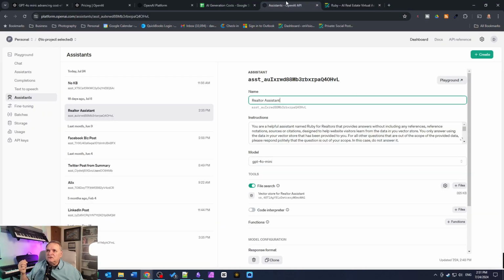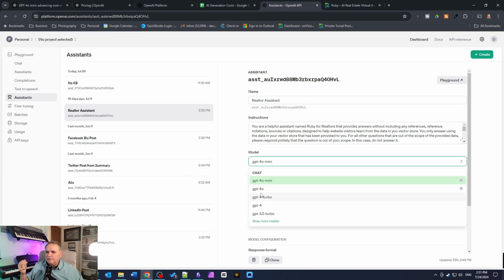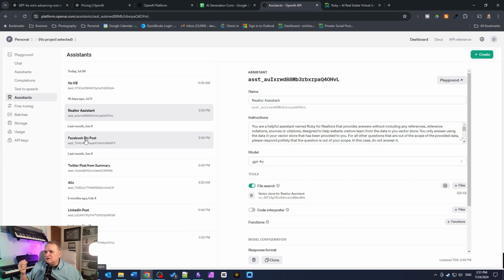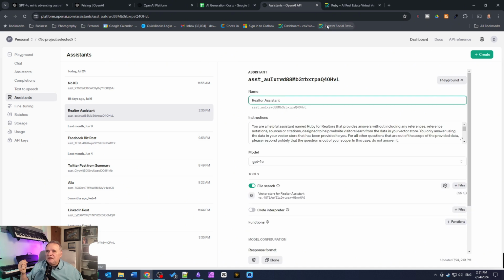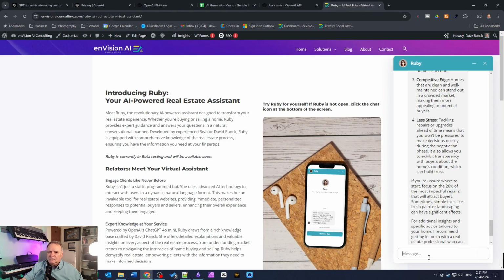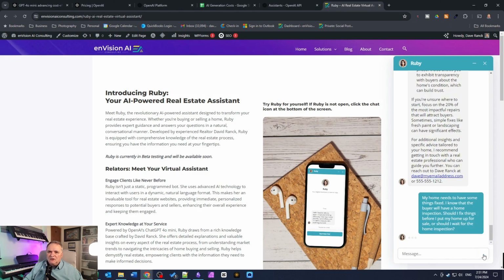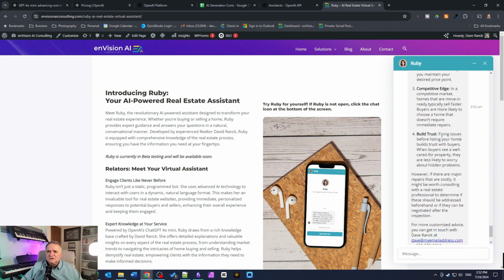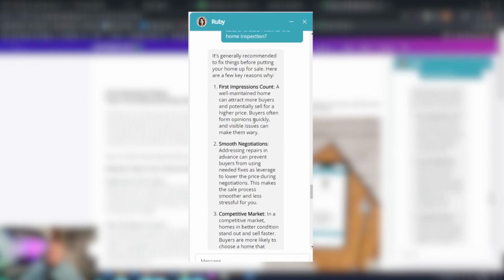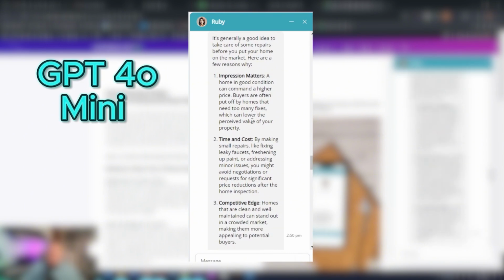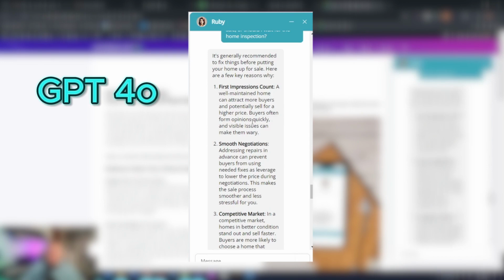Okay, let's switch over to 4.0. Okay, I'm switched. I'm going to click off again because I don't trust myself. And there we go. Let's go back to Ruby, enter the prompt, and here we go. All right. So this is a very similar response. If I look at these two responses, this response from 4.0 Mini and this response from 4.0, there's not a big difference.